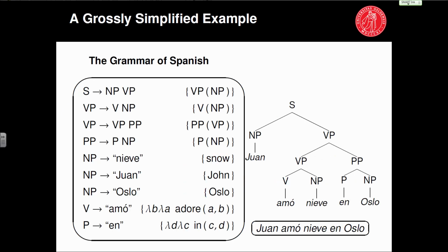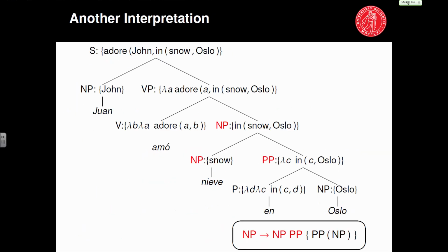But we have another rule where we can, so that's the same tree here, where we can take, so back to just the syntax, where we can say a PP, no, actually, I don't have that rule. I'm now giving you another rule. I had forgotten to tell you about another rule of Spanish. I can also build an NP from an NP followed by a PP. And I invoke that rule here. Now I get snow in Oslo as one group, as a constituent. And that is the argument of the adoring, of amor.